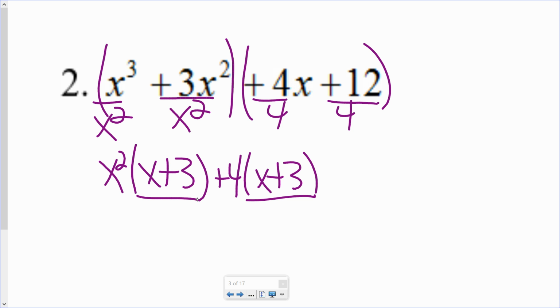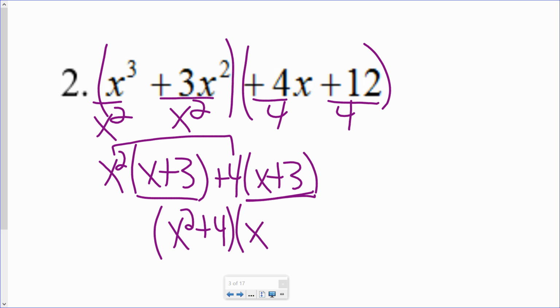That's step 1. Step 2, combine the coefficients. X squared plus 4 is x squared plus 4. Keep the like term, x plus 3. Can I factor further? GCF, no. Dots. Is this dots? Is this difference of 2 squares? Well, x squared's a perfect square. 4 is a perfect square.